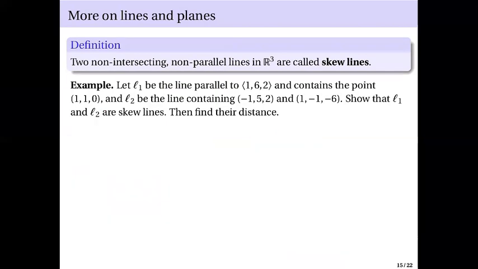For this example, let L1 be the line parallel to 1, 6, 2 and contains the point 1, 1, 0. And L2 be the line containing negative 1, 5, 2 and 1, negative 1, negative 6. Show that L1 and L2 are skew lines. And then we want to find their distance. Because if they are skew lines, they are non-parallel and non-intersecting. You can find the distance between these two lines.